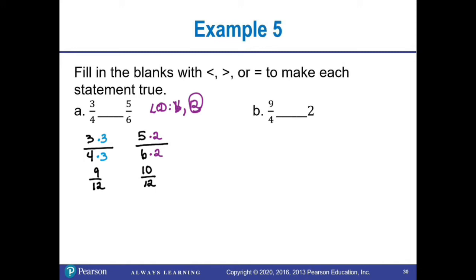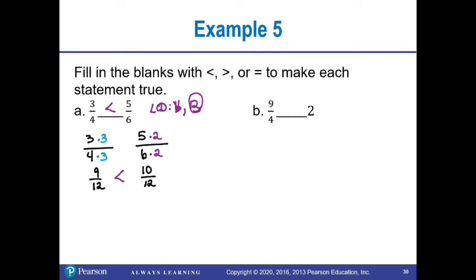Notice that my denominators are the same, so I can compare the numerators. 10 is the bigger numerator. So here, 10 over 12 is the greater fraction. Remember, our less than or greater than sign will always open to the bigger number. In other words, the alligator is always going to open its mouth to eat the bigger number. So here, 9/12 is less than 10/12, or 3/4 is less than 5/6.